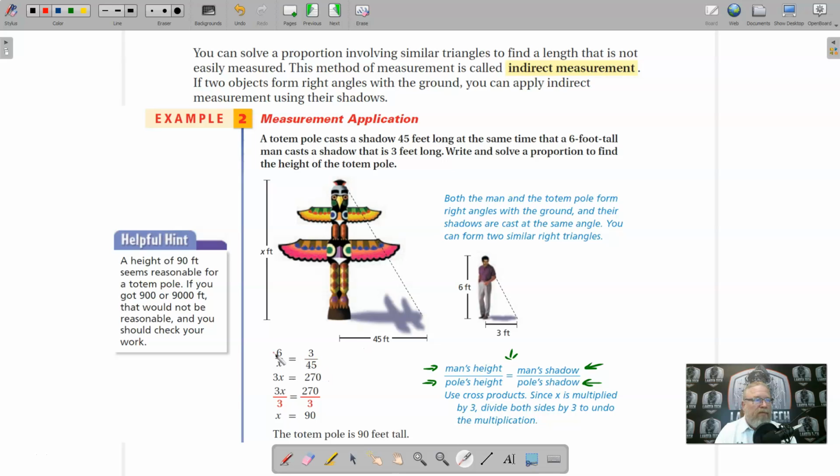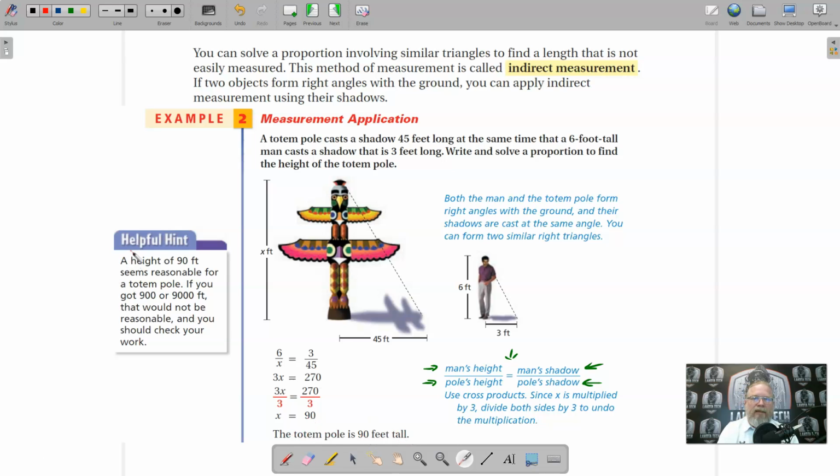Let's use some cross products. 6 times 45, they're putting it on the right instead of the left, but 6 times 45 is 270. And 3 times x is 3x. Now let's divide both sides by 3. The 3's cancel each other, leaving me with just x. 270 divided by 3 is 90. Therefore, the totem pole is 90 feet tall.